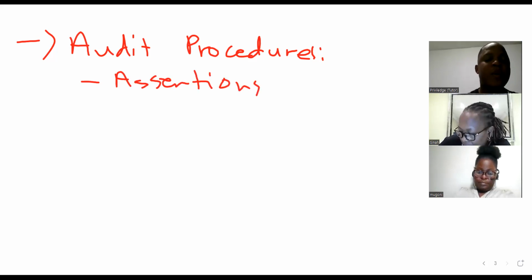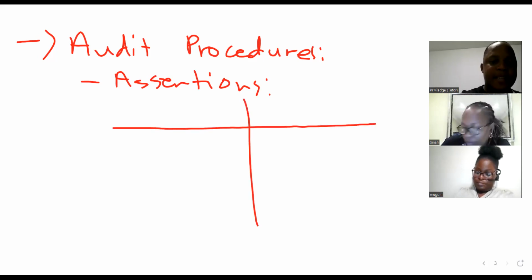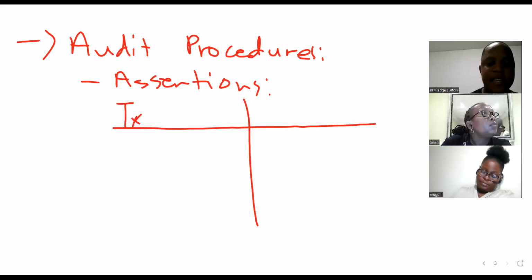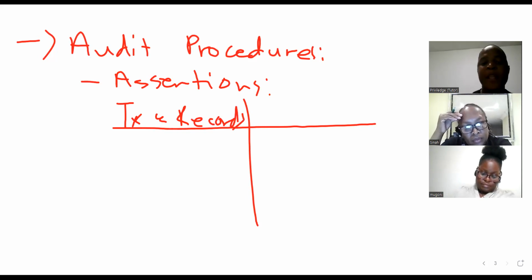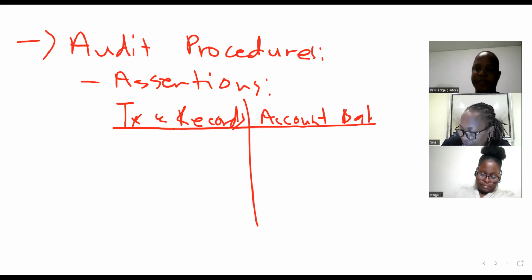Whenever they mention assertions, what should come to your mind is that it depends on which assertions they are dealing with, because assertions can be grouped into two. There are assertions that specifically deal with transactions and some generated records in the company. Then we've got those assertions that specifically deal with account balances, which are ledger account balances, or the actual amount that you would reflect in the financial statements. So you need to know the assertions.